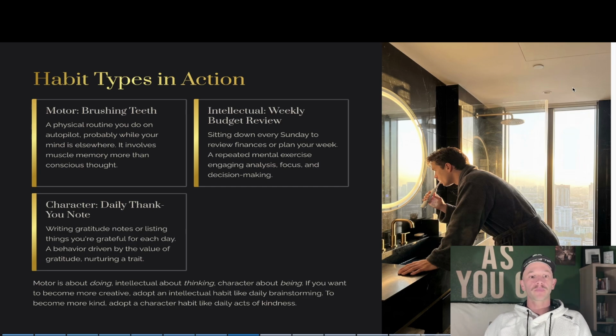Nurturing a trait. Motor is about doing. Intellectual is about thinking. Character is about being. If you want to become more creative, adopt an intellectual habit like daily brainstorming. To become more kind, adopt a character habit like daily acts of kindness. Character habits are the most powerful habits by far.